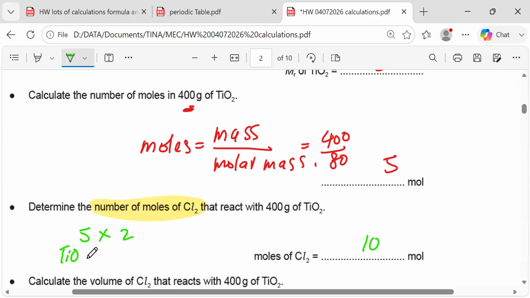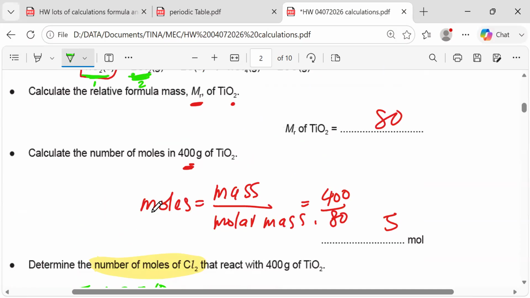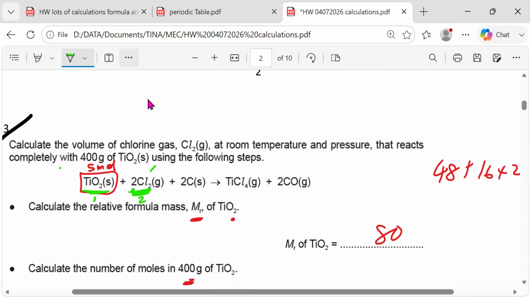Because titanium oxide to chlorine, the ratio is 1 to 2. Do you see why I got 1 to 2? Do you know what the equation is? This is a chemical equation, given to you already. The number in front is to balance. No number means it's 1. A number 2 means it's 2. For every 1 mole of this needs 2 mole of this. That's what the equation means.